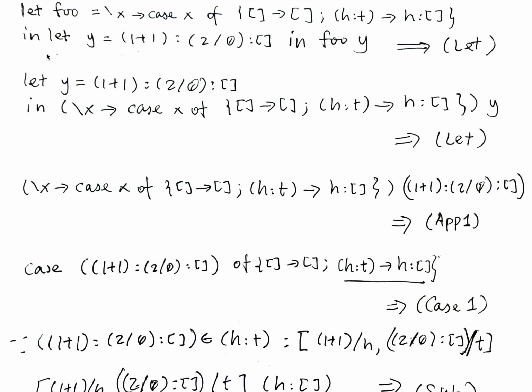So now this entire program is in the shape of a let expression, so we can apply the let rule and construct a substitution of foo with this lambda expression, and we apply this substitution to the body, which is the in part of the let expression. So we have the following as a result: let y equals 1 plus 1 cons 2 divided by 0 cons empty list in, and originally this was our foo, now substituted by the actual lambda expression definition and applied to y.